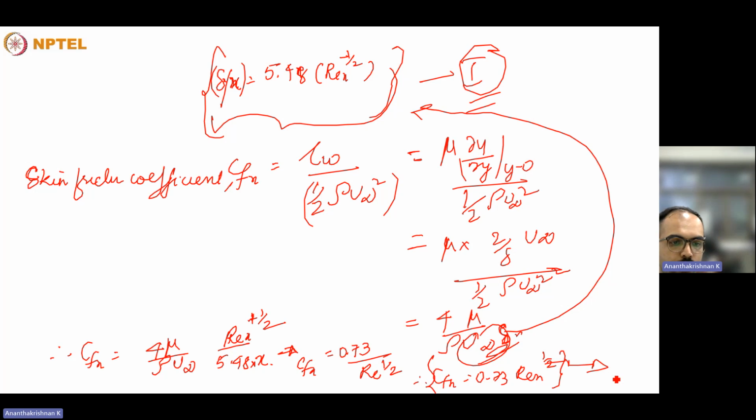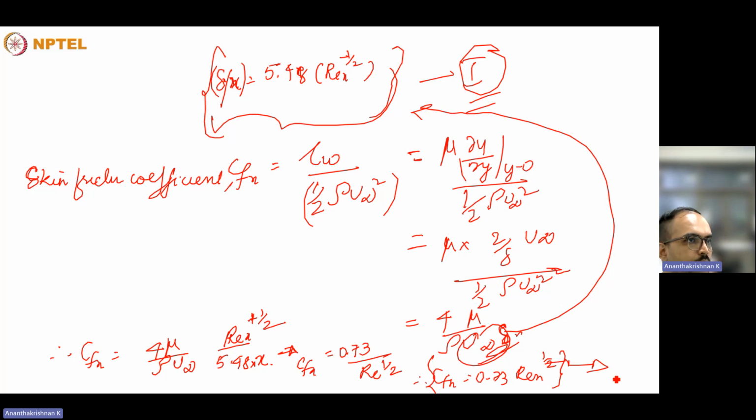If you compare it with the Blasius solution, the value will be slightly off. The Blasius solution is the accurate solution that can be obtained from the shooting method or from the similarity solution. It's a non-linear third order differential equation that has to be solved numerically or using the shooting method. And you'll get the value of skin friction coefficient as 0.664 Rex raised to minus 1 by 2 in that case. Similarly for the boundary layer thickness, that constant will be 4.92 instead of 5.48. So this is the difference you can encounter while assuming a velocity profile. The actual velocity profile might be somewhat different.